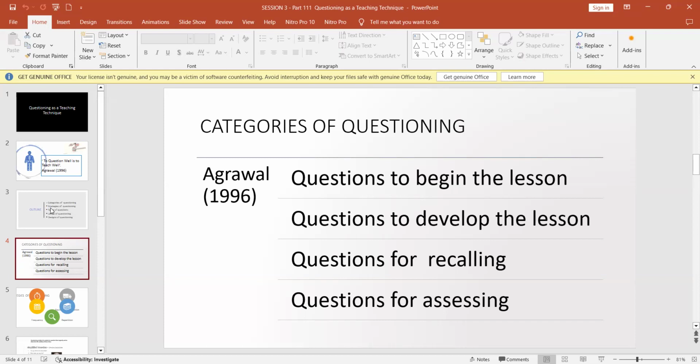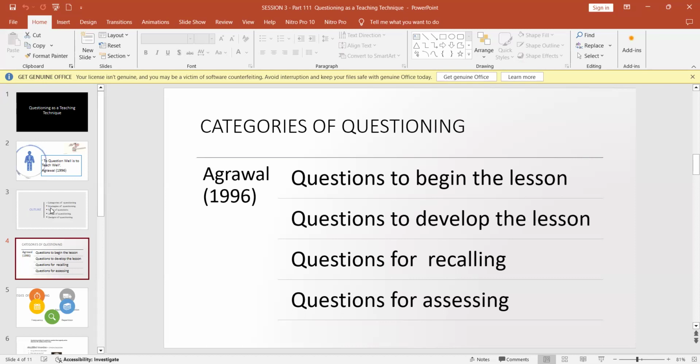Questions to begin the lesson, questions to develop the lesson, questions for recalling, questions for assessing. Very good. Thank you very much for reading it nicely. And according to Agrawal, the teachers use questioning as a technique for these 4 purposes. And he actually terms it as categories of questioning, right?